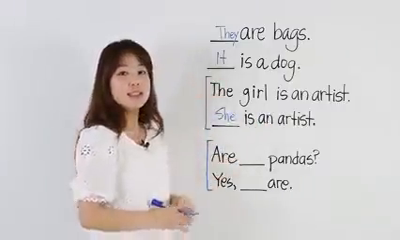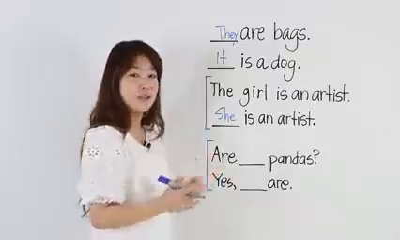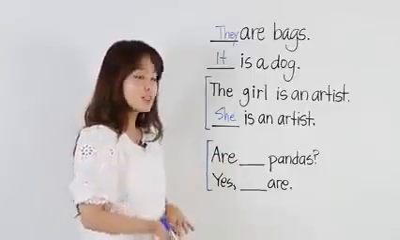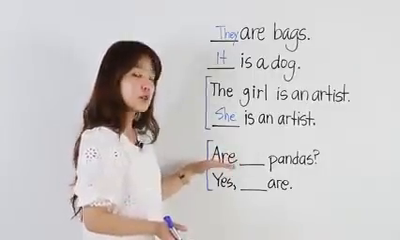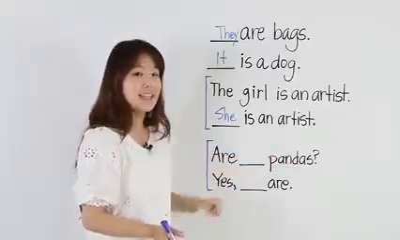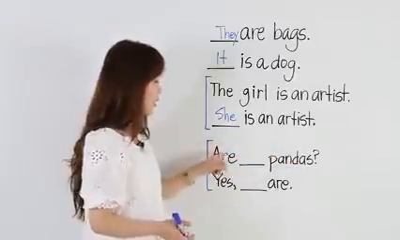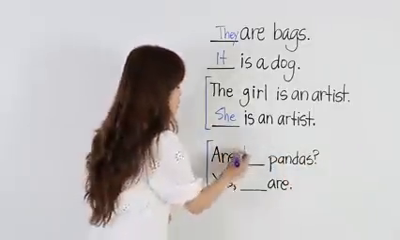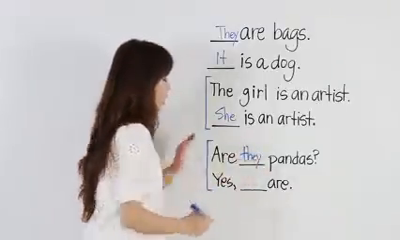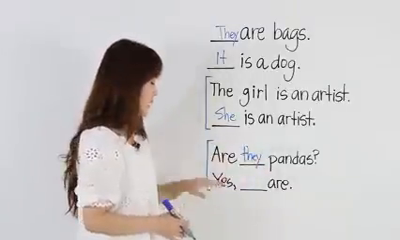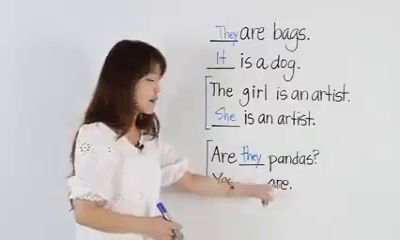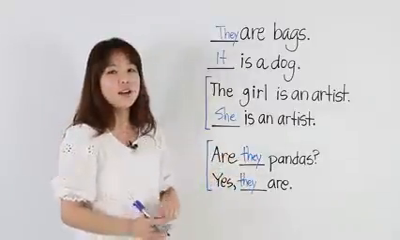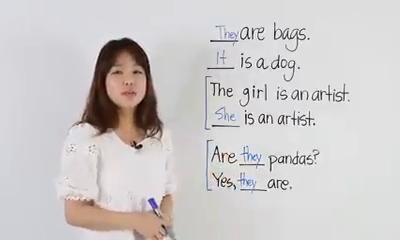These two sentences have the same meaning. They're the same. Okay, and on the bottom we have a question. When we ask a question, we have to put the be verb first. Are pandas? Are. Pandas with an S. That means more than one. So we say they. Are they pandas? Yes. Are, again plural. So we just use the same they. Yes, they are.